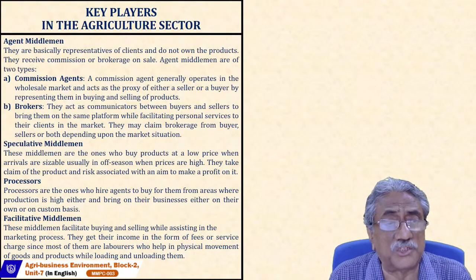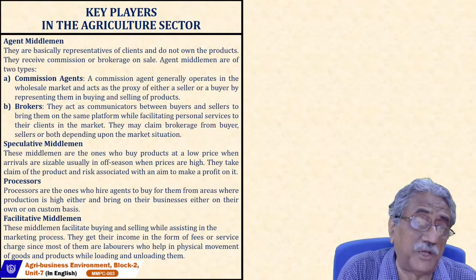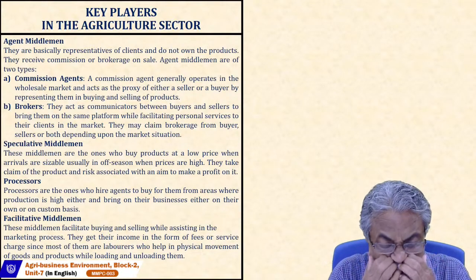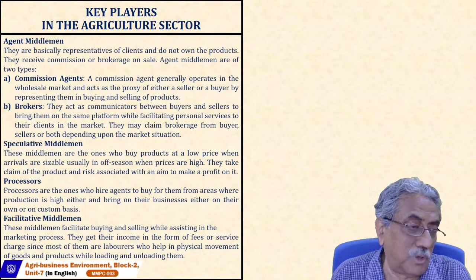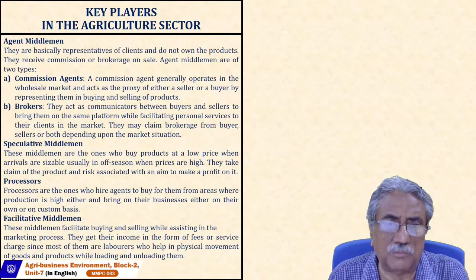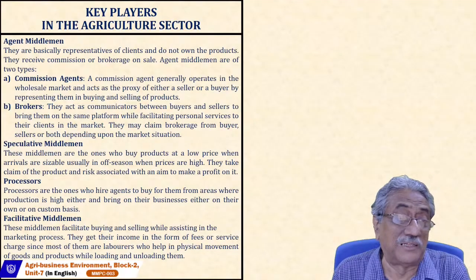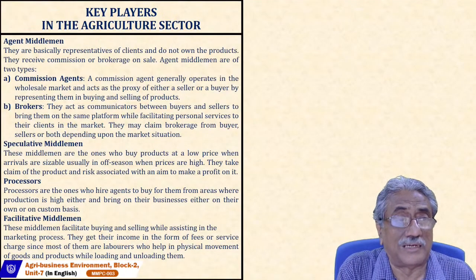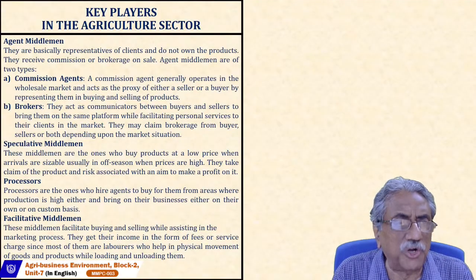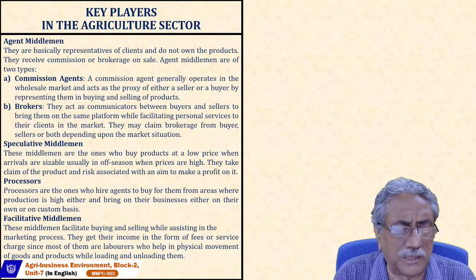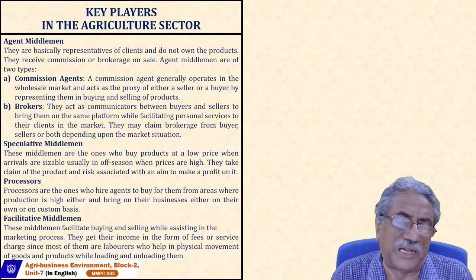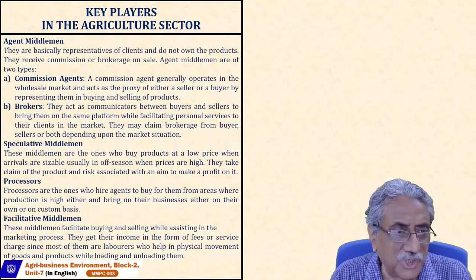They claim brokerage from the buyer and also the seller, depending on the market situation. Suppose there is a good amount of mango in some part of Bombay, the Alphonso and something like that, and there is a demand in Calcutta. Brokers will link them and earn the brokerage. Speculative middlemen guesstimate that the price will go up, so they buy now and sell it off when the price is high.